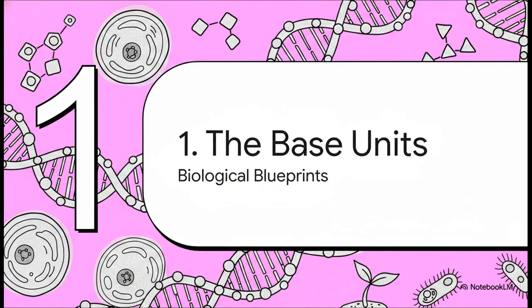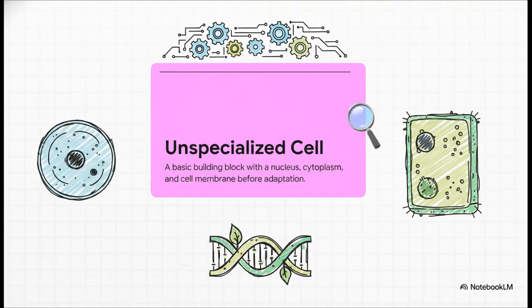Starting us off with Section 1, the base units, or the biological blueprints. So to understand the whole macroorganism, we absolutely have to start at the very foundation, right? The unspecialized cell. You can kind of think of this as the biological blueprint. Before a cell adapts to do a highly specific job, it starts with these core structures. Whether we're talking about a plant or an animal, these basic building blocks all contain a nucleus, cytoplasm, and a cell membrane. But depending on the organism, that's where the blueprints start to diverge.